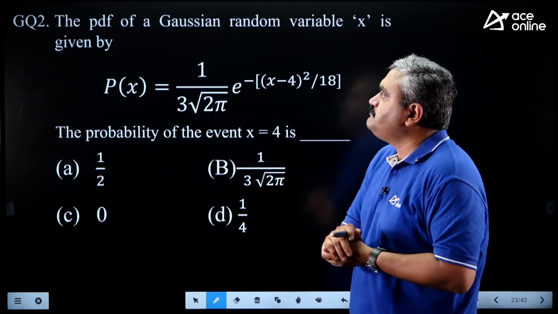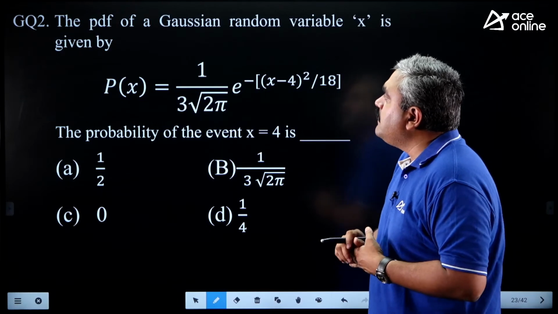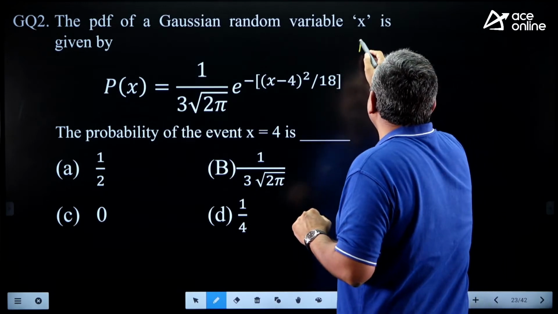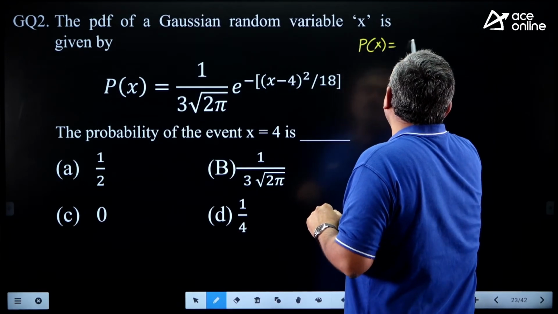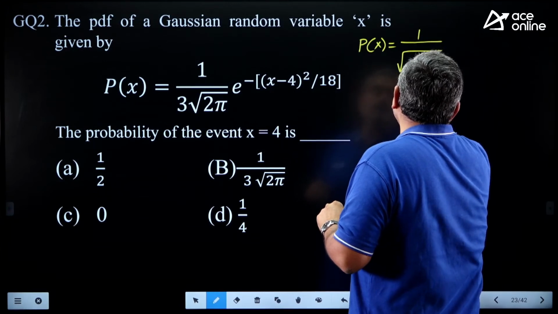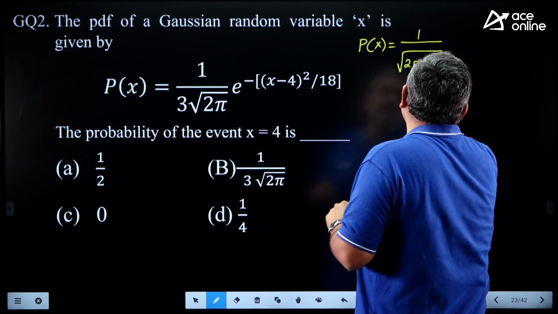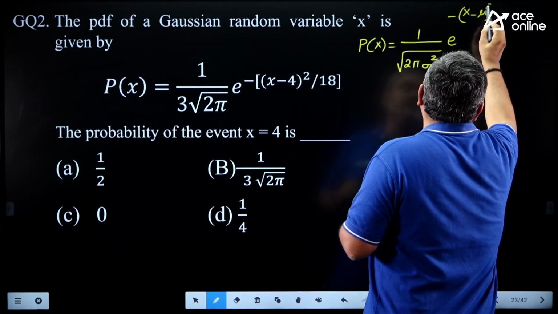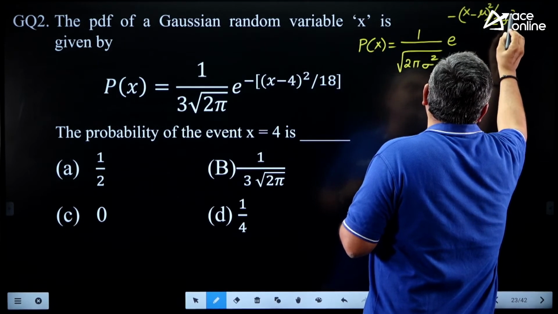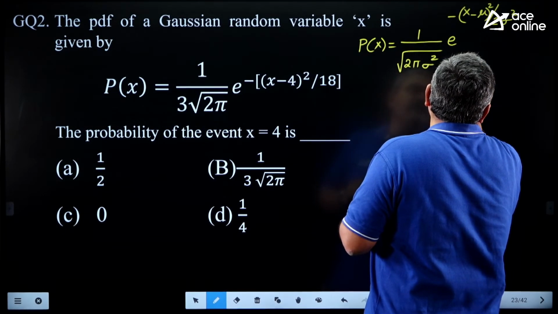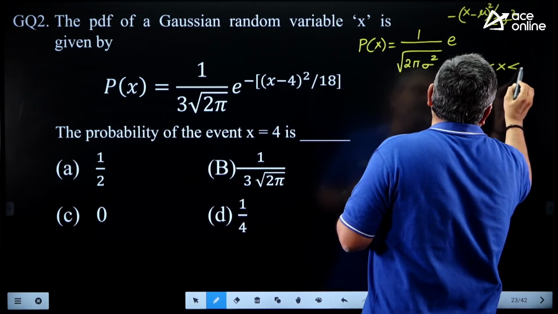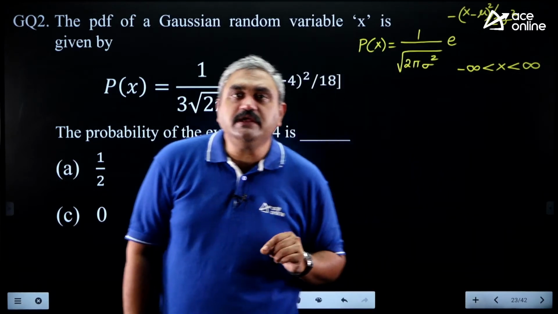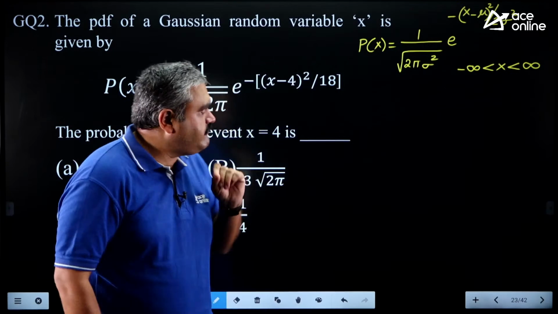Let's go to the next question. See this. The probability density function of a Gaussian random variable x is given. So what is the standard density function for a Gaussian random variable? 1 by root 2 pi sigma square e power minus of x minus mu whole square by 2 sigma square. Values of x can lie anywhere between minus infinite to plus infinite. So this is how we define the probability density function for a Gaussian random variable.